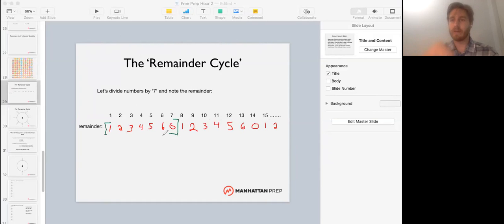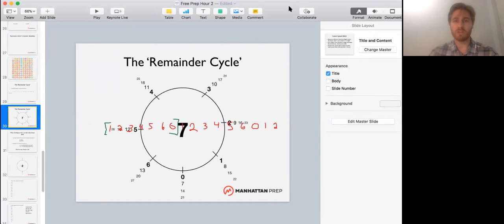In that cycle every time. 1, 2, 3, 4, 5, 6, 0. Okay, here's a graphical visualization of it. When you divide by 7, you have 0, 1, 2, 3, 4, 5, 6. Those are the possible remainders.